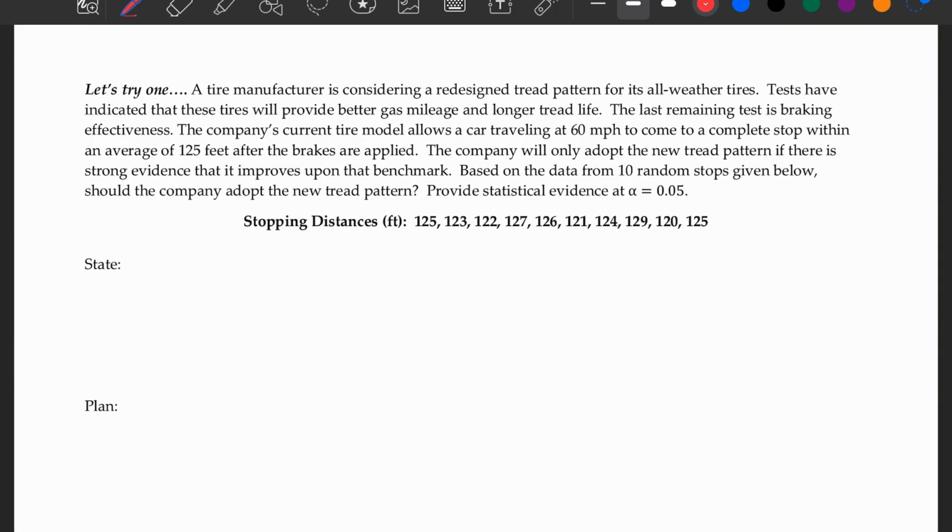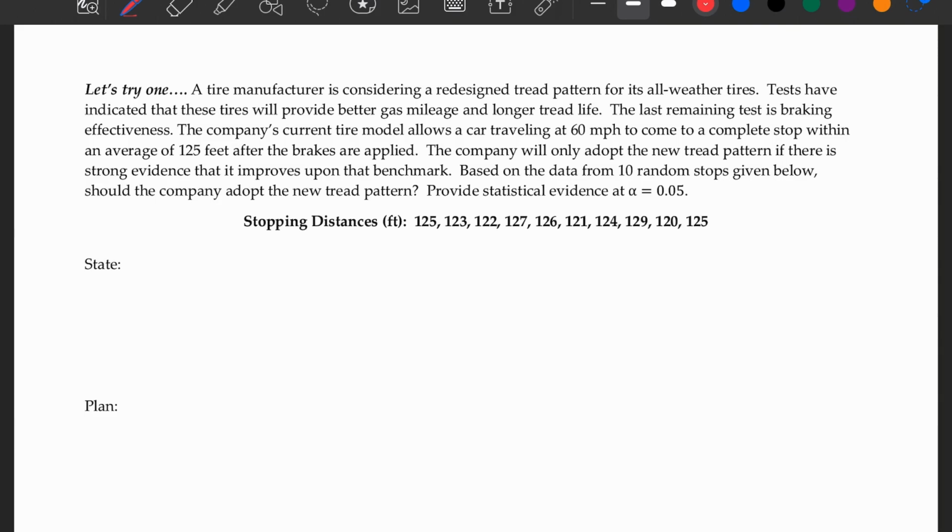The company will only adopt this new tread pattern if there's strong evidence that it improves upon that benchmark. Based on the data from 10 random stops given below, should the company adopt the new tread pattern? Let's provide statistical evidence at an alpha level of 0.05. So they give us data. So what you want to do is to first plug that into your list and run a one variable stats test because we're going to need that information in a little bit. Pause the video so that way you can do that.